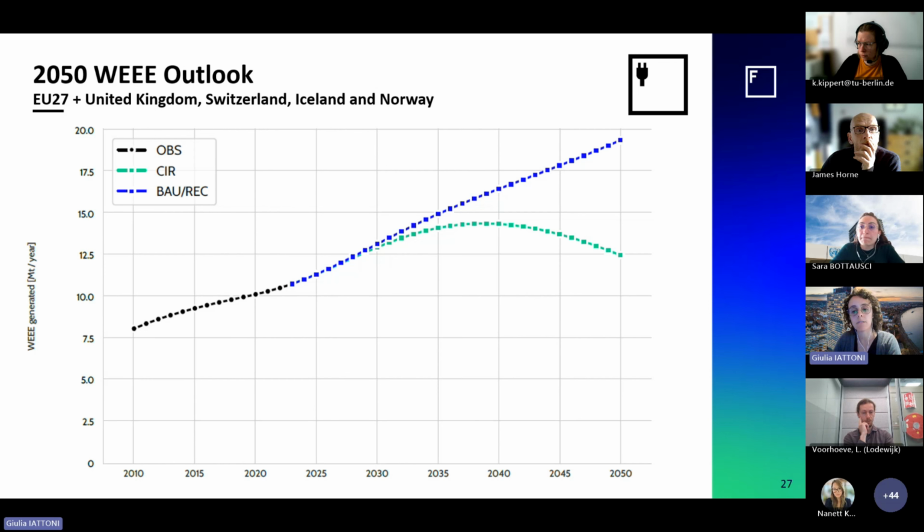In contrast, we can see also the circularity scenario, which is projected to result in a lower WEEE generation of 12.5 million tons. And this decline is mainly attributed to products' lifetime extension through reuse and repair and to a reduced consumption, which are the main assumptions under the circularity scenario.